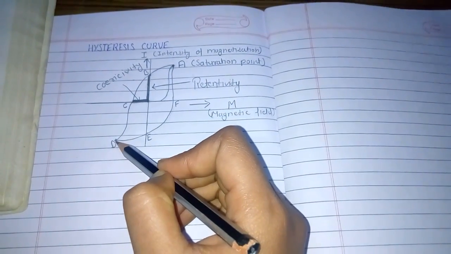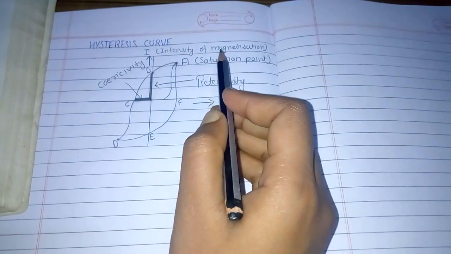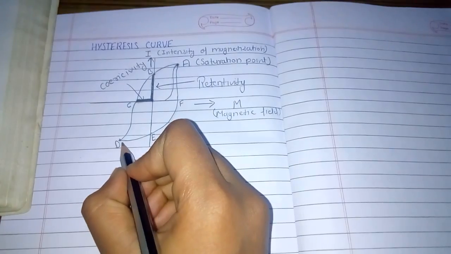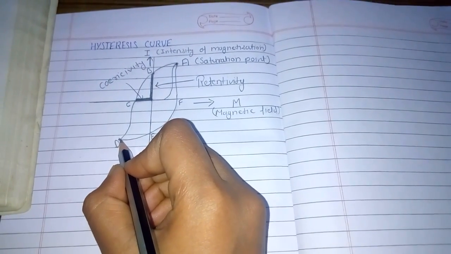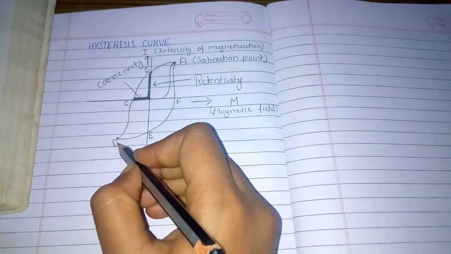After that, when we increase the magnetic field in the reverse direction, the intensity of magnetization also increases in the reverse direction, but at a certain point the intensity of magnetization becomes constant. This point is D. Like A, it is also a saturation point.